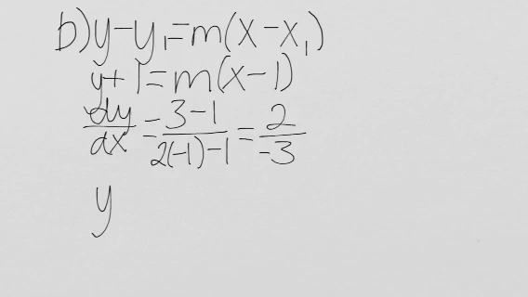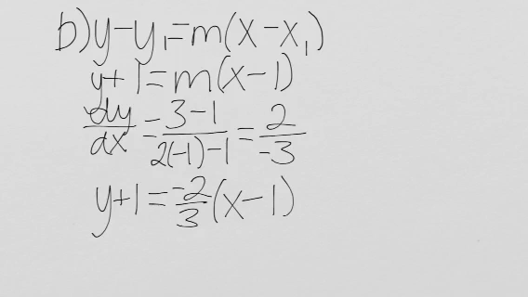Then we can go and plug that back into the equation we just found, and it's going to be y plus 1 is equal to negative 2/3 times x minus 1. And that is the equation of the tangent line.